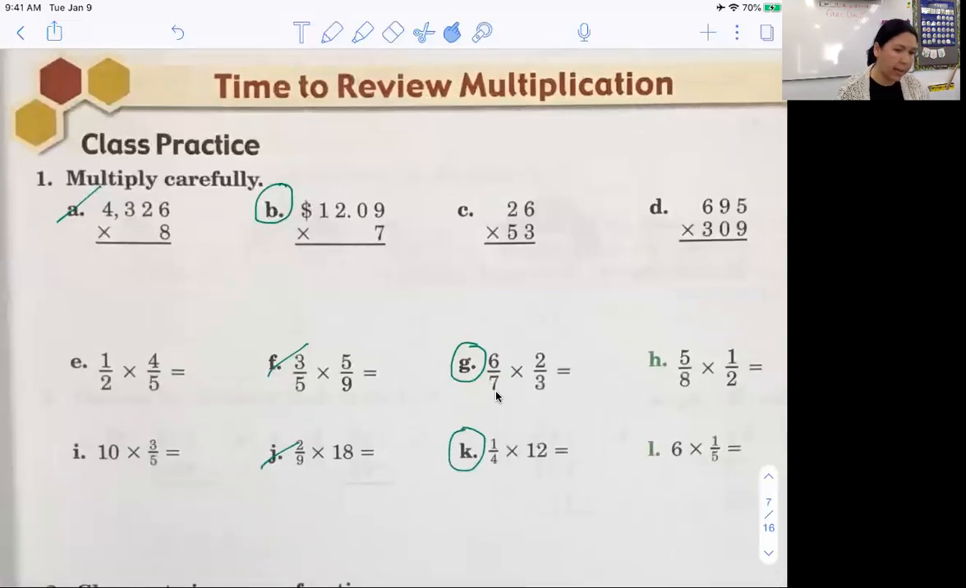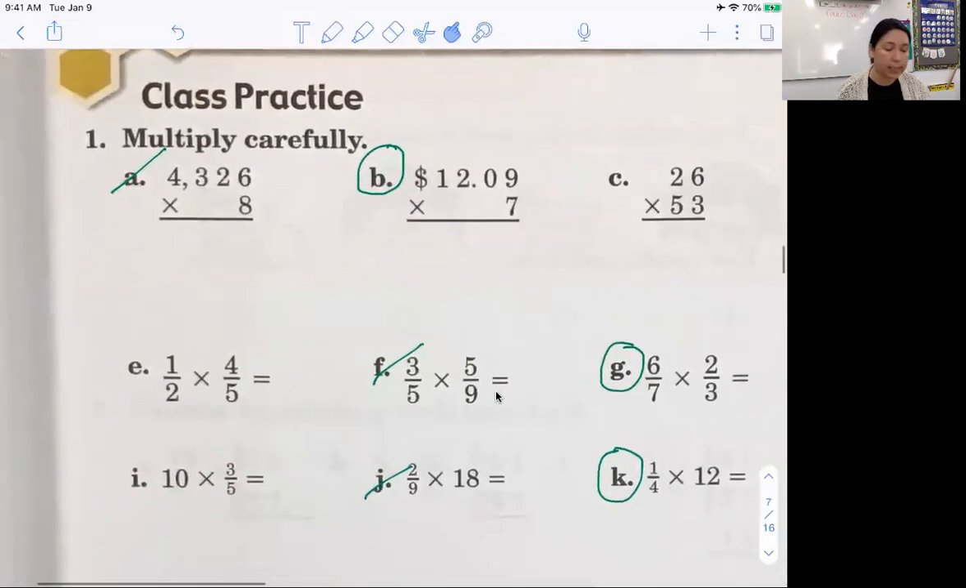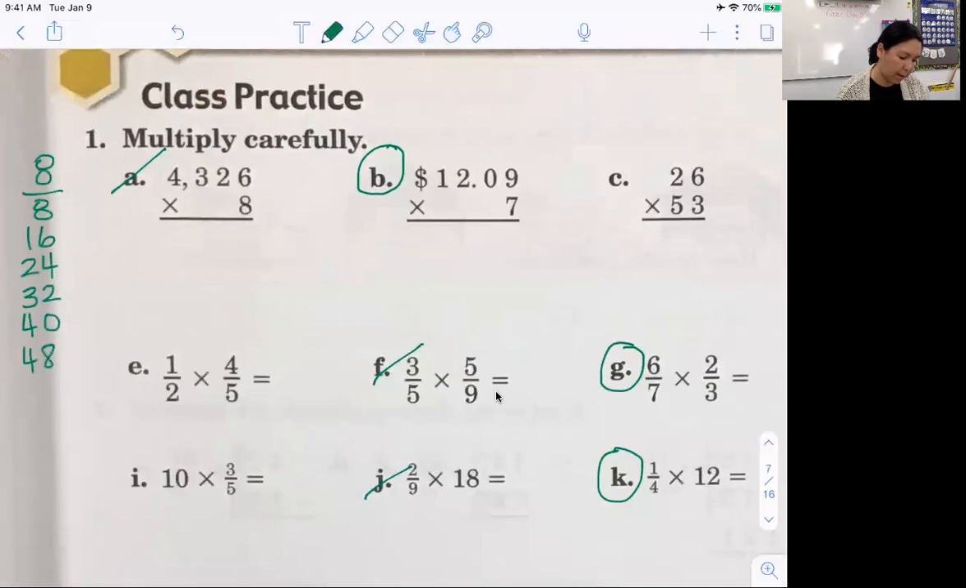We are multiplying times 8. So guys, if you don't know your 8s, you can always write them out on the side, okay? 8, 16, 24, 32, 40, 48, 56, 64, 72, 80. That way I have those right there on the side and it makes it easy for me to do. If you need to count those out, I'd rather you go slow and get it right than guess, okay?